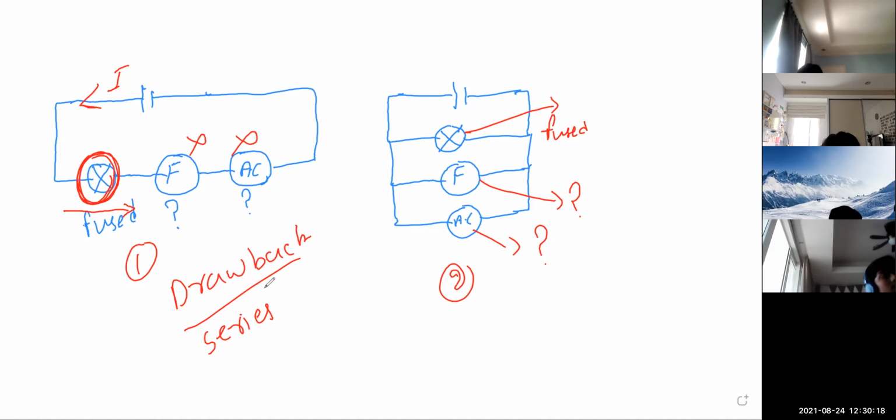What about the second diagram, diagram number 2? Again, the situation that I told you, that one of the bulbs is fused. Still the fan will continue running, and the air conditioner and other devices that are connected in parallel keep running.